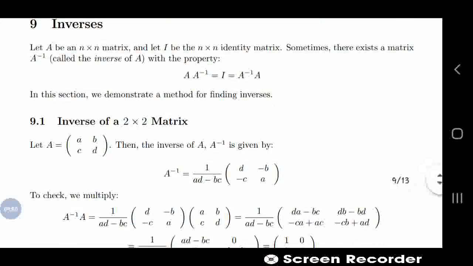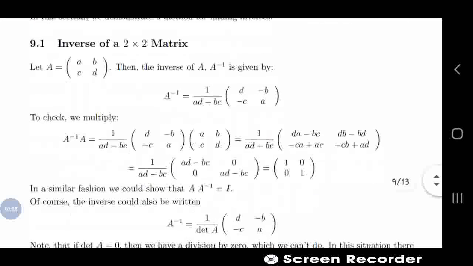Let A be equal to A comma B, C comma D. So A inverse is equal to 1 by A into D minus B into C. Here what you have to do: D, and minus B, next minus C, and A, like that you have to take.